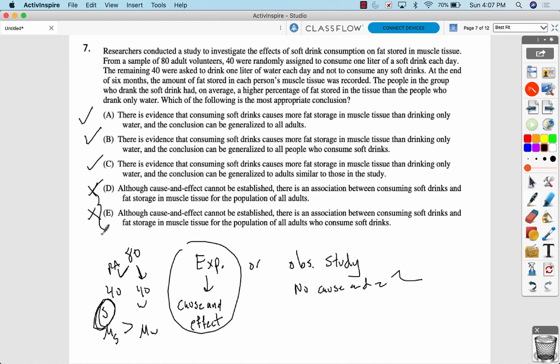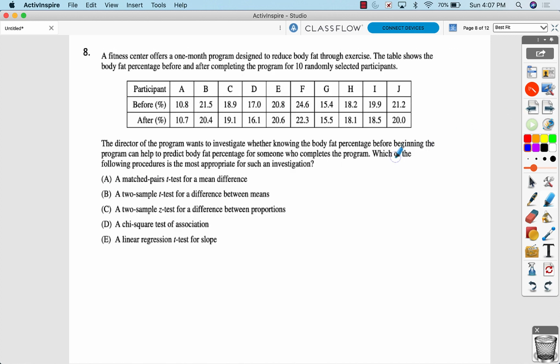Now, when it comes to who we can generalize this to: can we generalize this to all adults? Can we generalize it to people who drink soft drinks? Or can we generalize it to adults similar to them? Now, the question of that is, how do we get these people? They are all volunteers. And whenever they're volunteers, we're only allowed to generalize to people that are similar to the ones in the study. You can't generalize this to all adults unless you randomly selected from all adults. So that's that one.